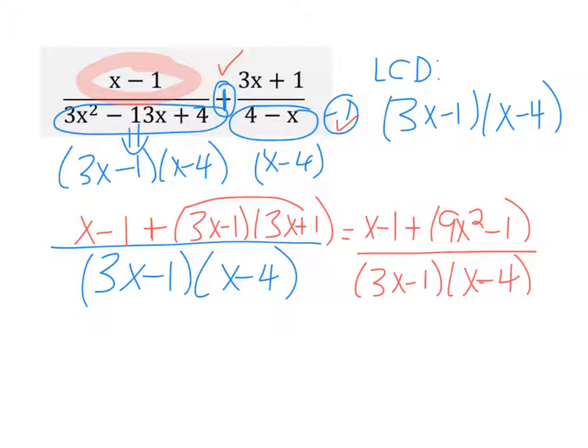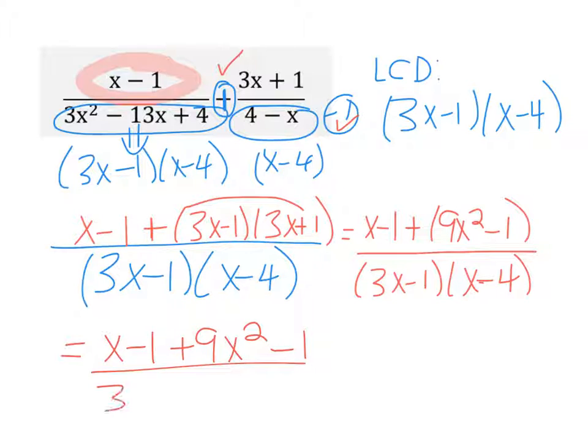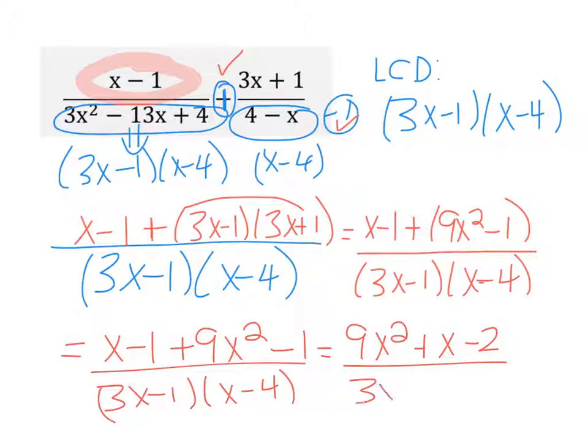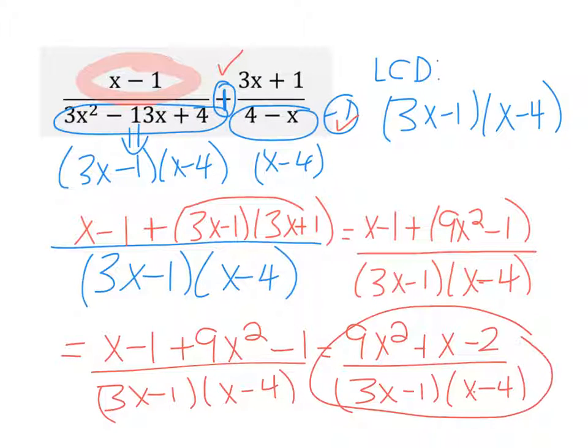Now I'm ready to go ahead and look at my numerator here. So I have x minus 1 plus 9x squared minus 1 over 3x minus 1, x minus 4. And that would leave me with a 9x squared plus x minus 2 over 3x minus 1, x minus 4. And that would be my final answer.